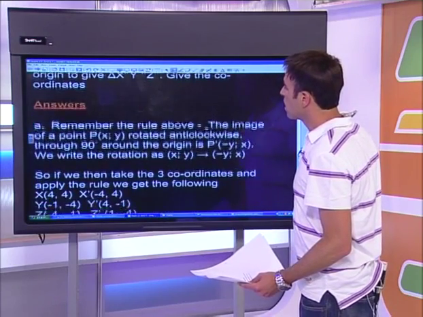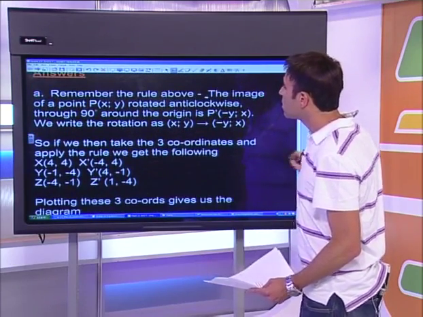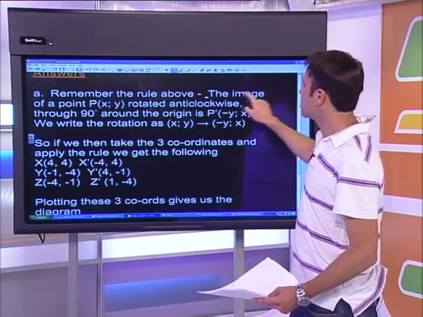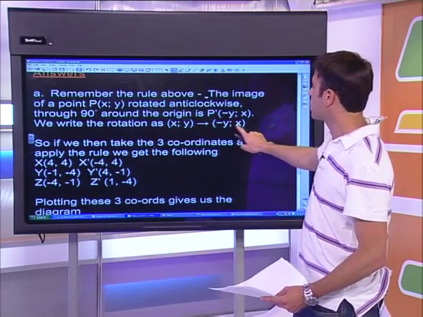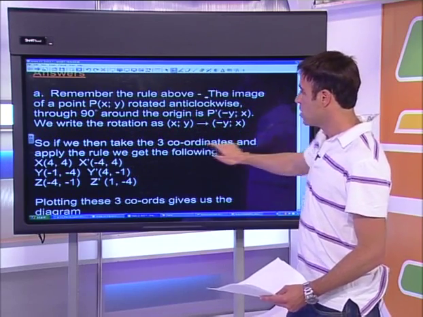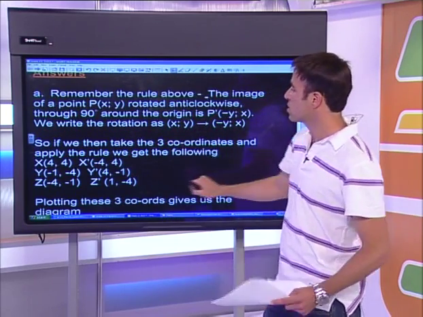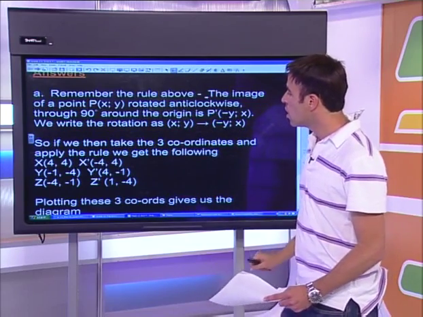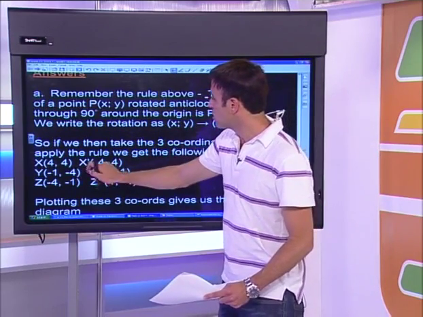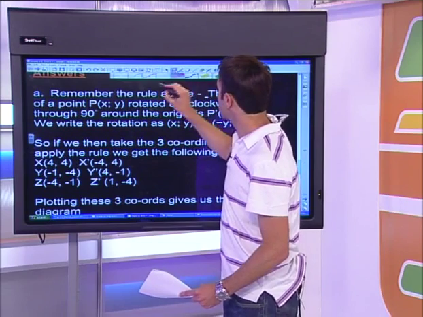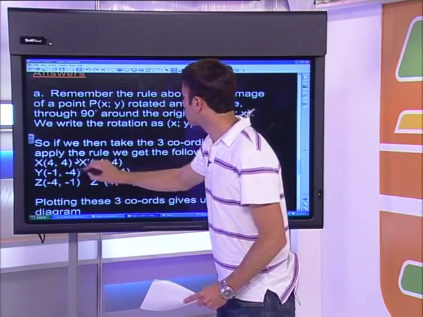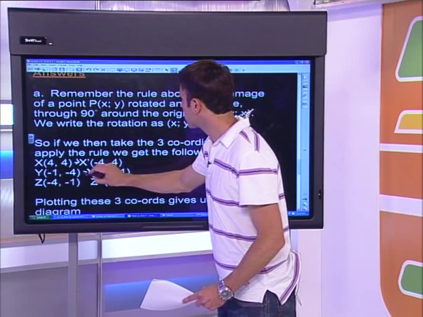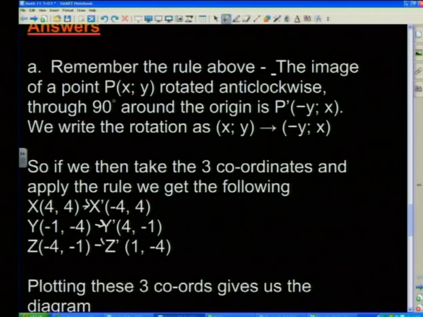So if you remember the rule above, the image of a point P(x, y) rotated anti-clockwise is this rule here: (x, y) becomes (-y, x). Okay? So if we then take the 3 coordinates and apply the rule, let's apply the rule here. Obviously there are arrows that are just missing in here. But this is what it becomes. So that's what that becomes, that's what that becomes, and that's what that becomes.